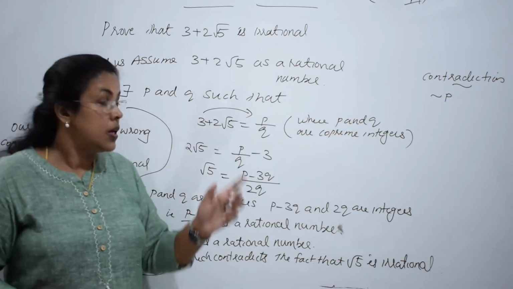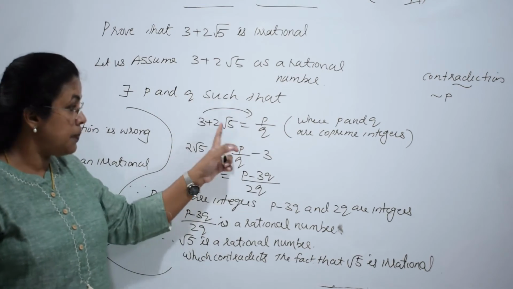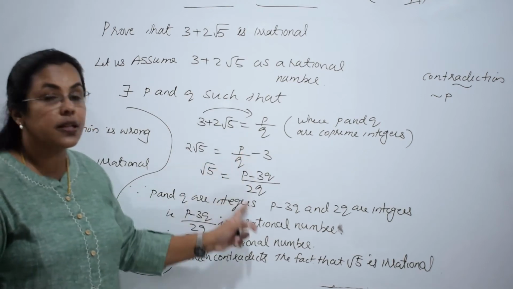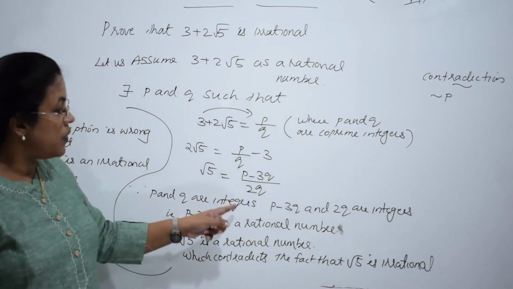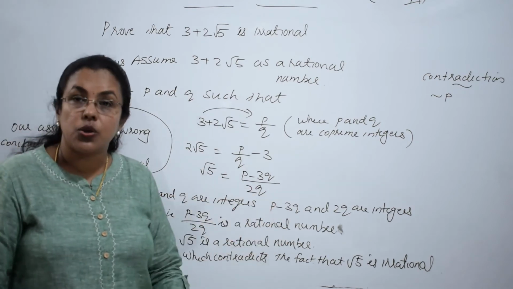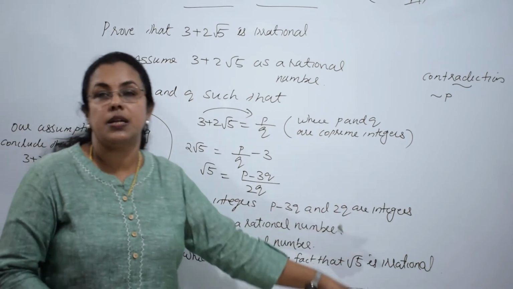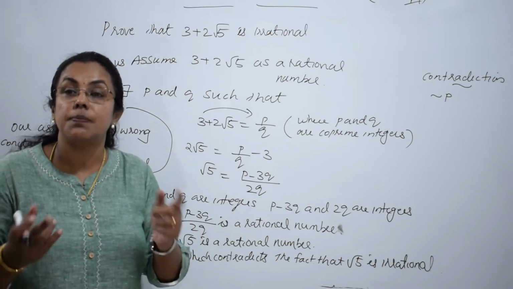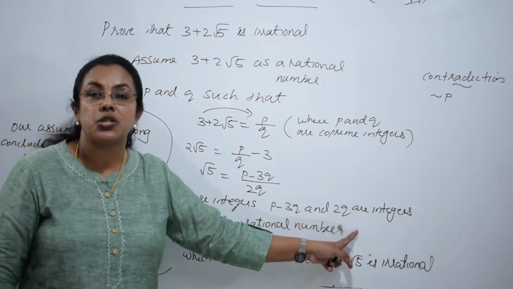Now take the number to the other side and keep the irrational number on one side. Keep 2 root 5 on the left hand side and take 3 to the right hand side, and taking the LCM we get root 5 is equal to P minus 3Q by 2Q. We know P and Q are integers. So P minus 3Q, integer minus integer, and 2Q, integer multiplied by a number, are both integers. This is again integer by integer form. What is integer by integer form? Rational number. So P minus 3Q by 2Q is a rational number.